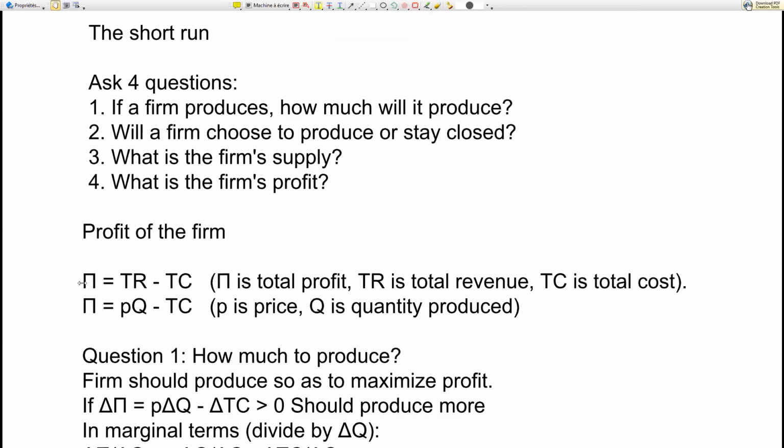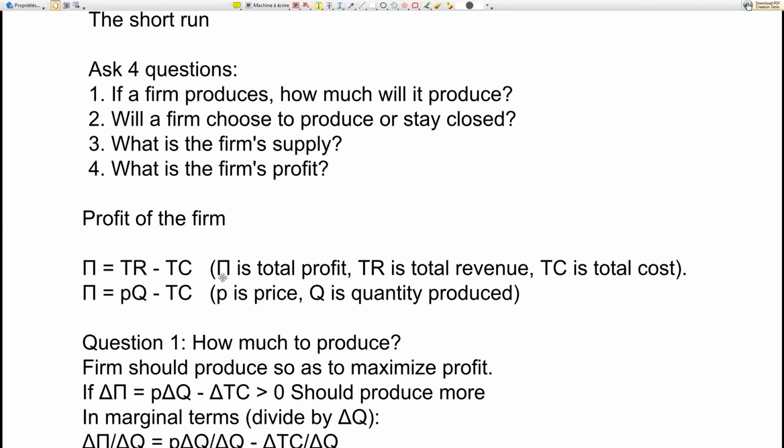So the firm's profit is this: total revenue minus total cost. Pi is the total profit, TR is total revenue, TC is total cost. Since we are in perfect competition, the price is taken as given. So it's a small firm that looks out there at prices and knows, okay, this is the price today, so this is the price I'm going to set.